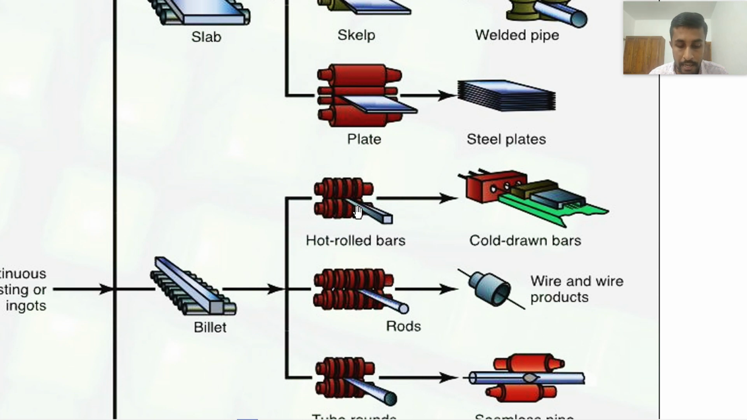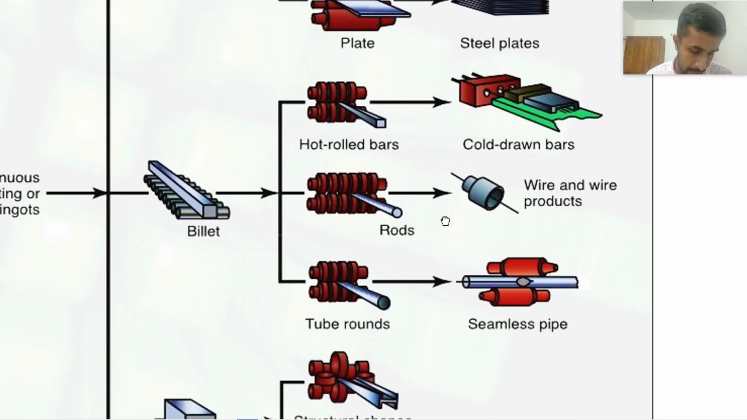Then again, by doing different types of drawing operation, what is drawing? We pull the bar material through a very small die. So when we pull, see this here. Here we have a very small opening. When we pull this rod through this opening, we can reduce the cross section to a very large extent. Thereby, we can make wire products, etc. Okay, that is also another product from the rolling process.